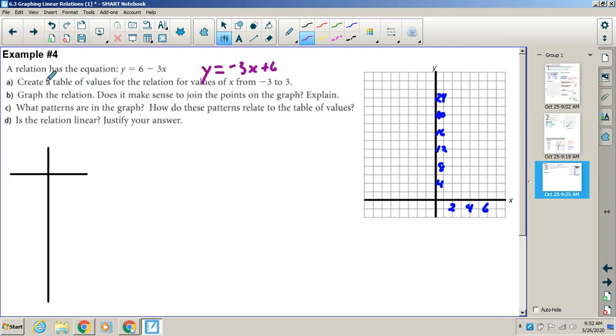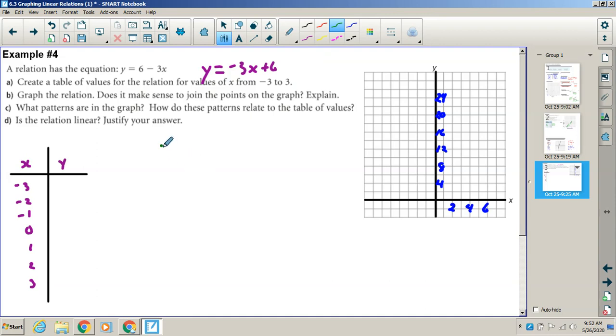So it asks me in A to create a table of values for this linear relation, and it does tell me in this case to use values of x from negative 3 to positive 3. So here's my x values, here's my y values, and it says negative 3, negative 2, negative 1, 0, 1, 2, 3. So these are all the x values it wants me to substitute into either of these and generate some y values. Now I'll do the first couple with you. And then if you want, you can fill in the rest of the table and we'll graph this thing.